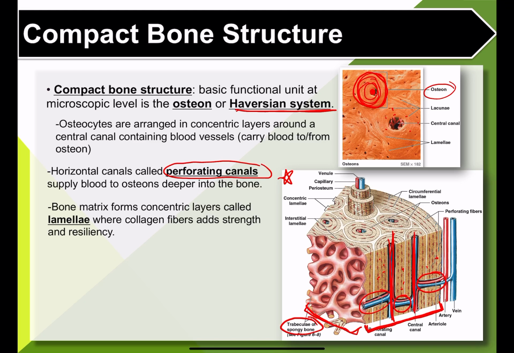So the bone matrix actually forms concentric layers called lamellae. And this is where the collagen fibers add strength and resiliency to the compact bone structure. And there are actually 3 different types of lamellae. You have your interstitial lamellae, concentric lamellae, and circumferential lamellae. I'm going to draw this really quick for you here.